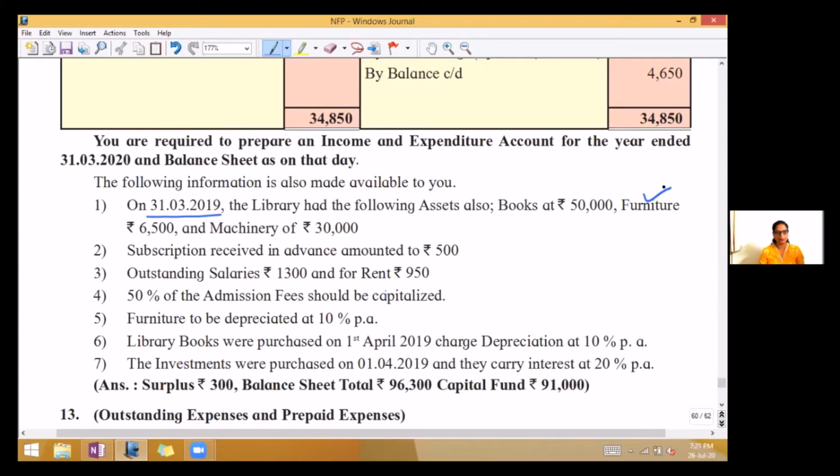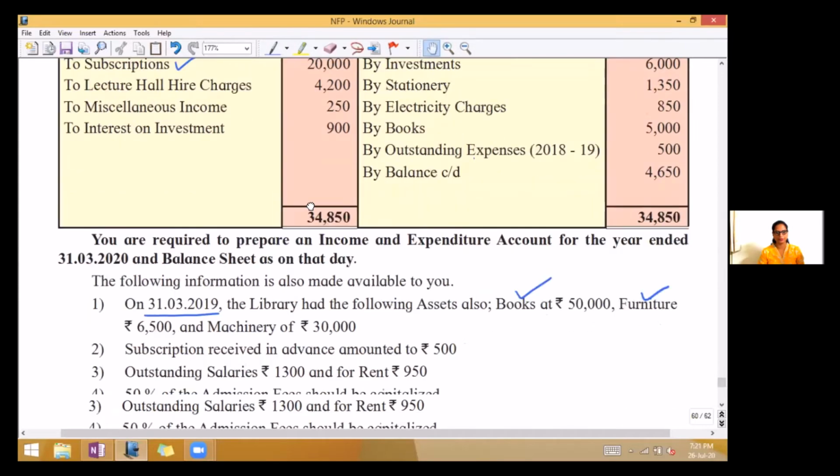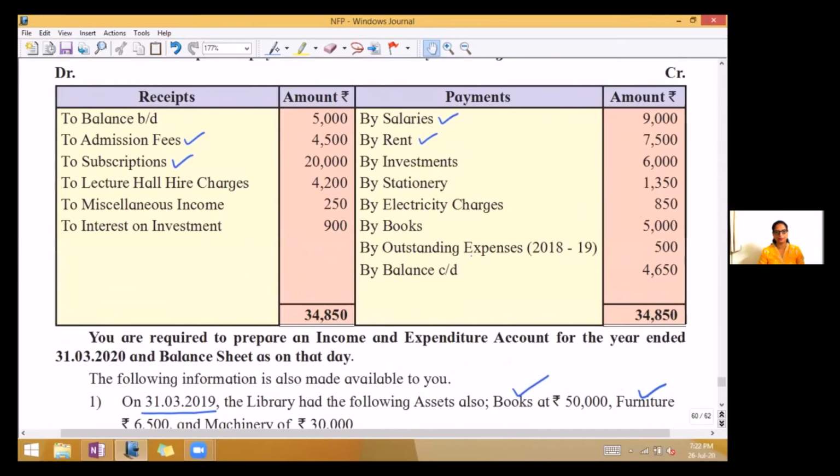Sixth, library books were purchased on 1st April 2019. Charge depreciation at 10% per annum. So look at the payment side. You have books there as well as you have opening balance. So together we will charge the depreciation. And seventh adjustment, the investments were purchased on 1st April 2019 and they carry interest at 20% per annum. Mark investments.